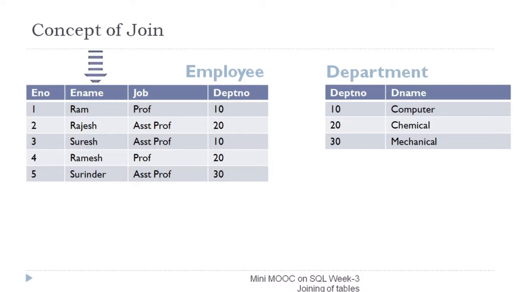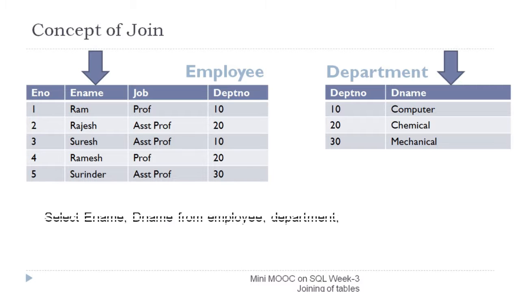Let us retrieve the ename and dname columns from the employee and department tables. Here ename is present in the employee table while dname is present in the department table. We have to retrieve information from two tables, and to retrieve the information we have the select statement. So here we have to select ename and dname from two tables. The corresponding select statement will be: select ename, dname from employee, department.